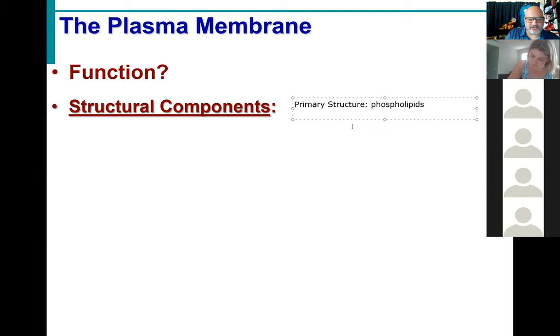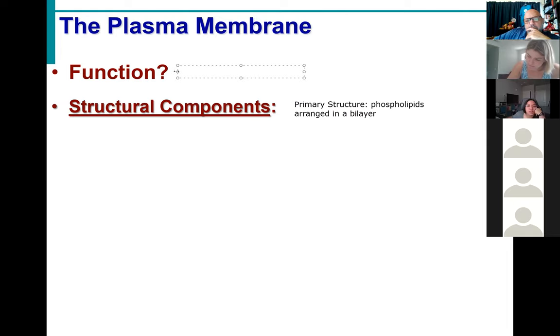And as you guys mentioned, they are arranged in a bilayer. Right? Heads out, tails in. That is how they're going to be oriented. This is important when it comes to our function.